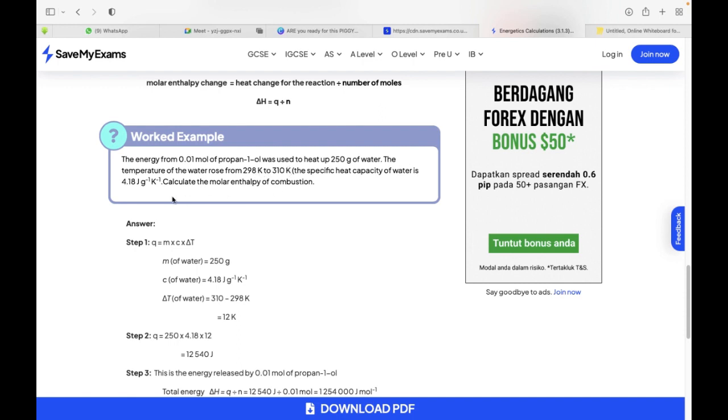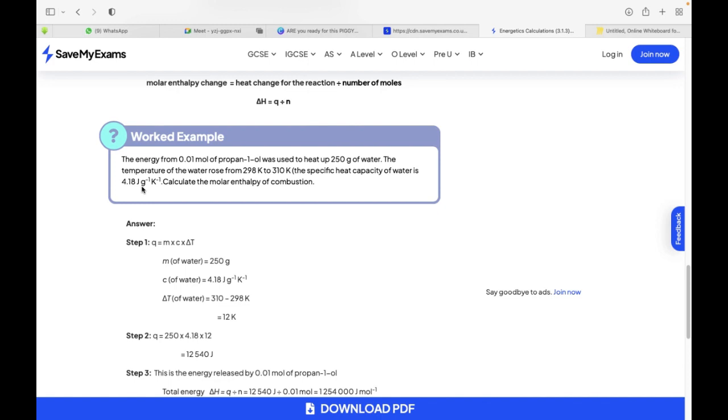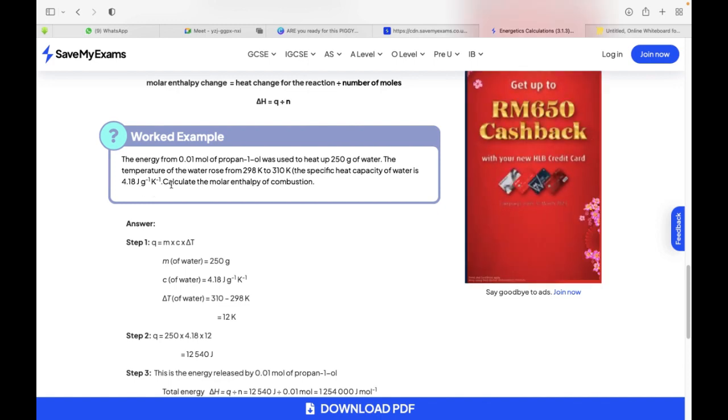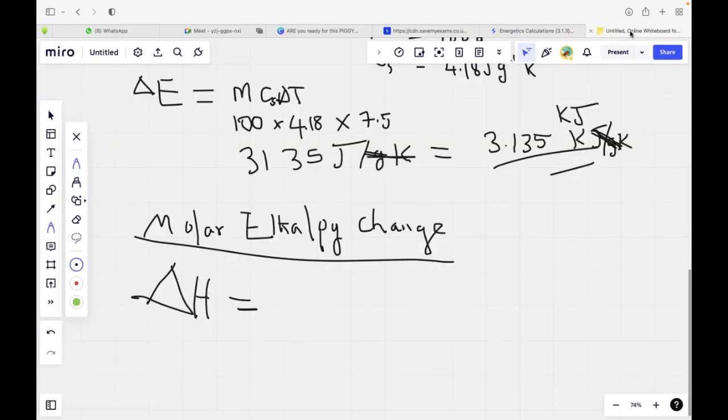Now the specific heat capacity of water is given to be 4.18 joule per gram per Kelvin. Calculate the molar enthalpy of combustion. So first of all, you bring everything out: the mass of water, the specific heat capacity, and the change in temperature. Before we calculate the molar enthalpy, delta H, we have to bring our mass. What was the value of the mass? The mass was 250 gram.